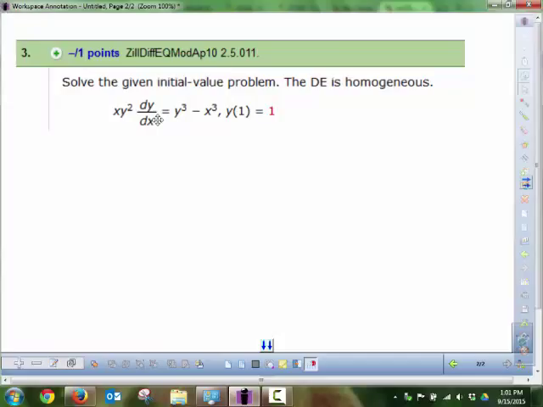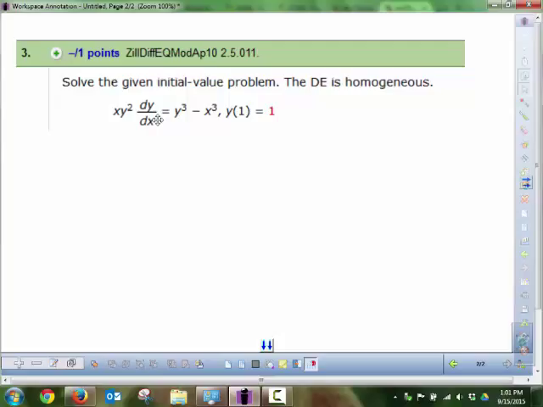Now we took a look at 3 substitution types in this section. One of them is homogeneous. The other one is a Bernoulli differential equation. And then the last type is one of those that look like ax plus by plus c or something like that. If you can take that whole term and substitute it, then that's how it might work out.